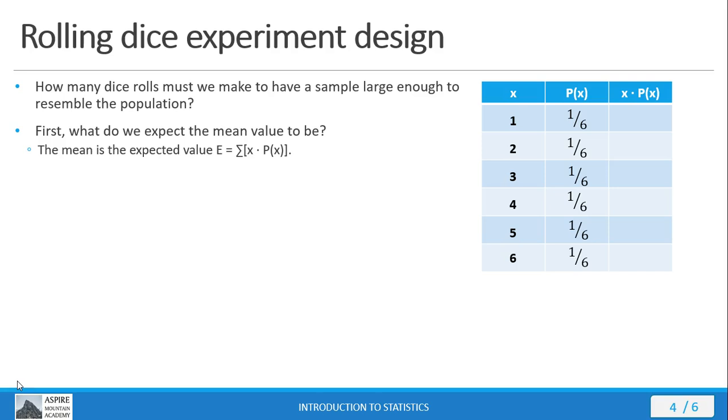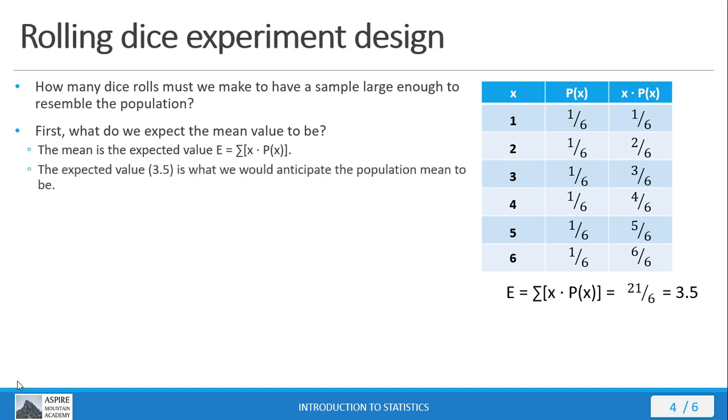If we multiply each of those random variables by its respective probability, so 1 times 1/6 is 1/6. 2 times 1/6 is 2/6, which you could reduce to 1/3 if you wanted, and then so on and so forth down the line. If we add those products together, we end up getting the expected value, which comes out to be 21/6, or when you divide that out, you get 3.5. So we expect the mean value of our outcomes to be 3.5. This is what we would expect to see in the population.